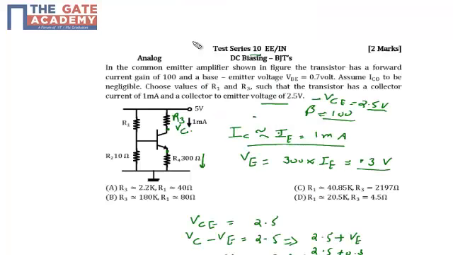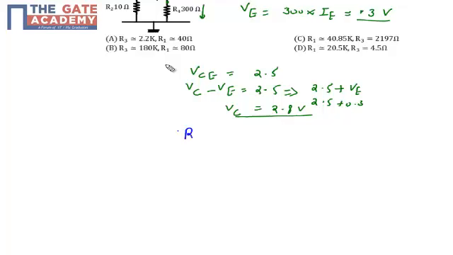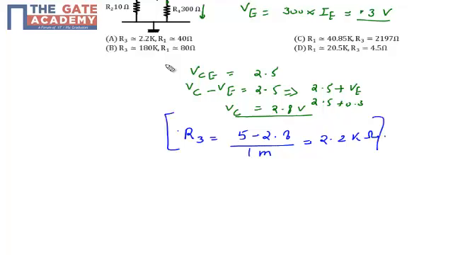If you look at the diagram, I know VC, I know the supply voltage, so I know the voltage across R3, and I know the current through R3, so I can easily calculate the value of R3 using Ohm's law. So R3 is equal to 5 minus 2.8 upon 1 milliamp, which comes out as 2.2 kilo ohms. So we have calculated our R3, which is 2.2 kilo ohm.